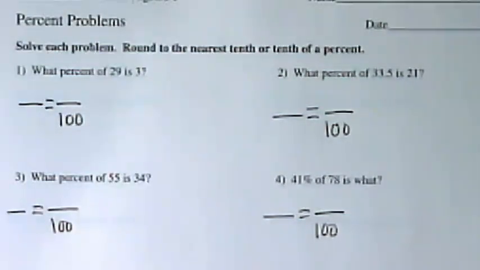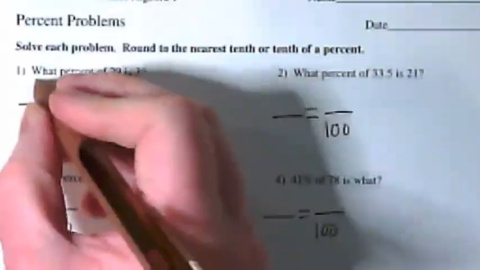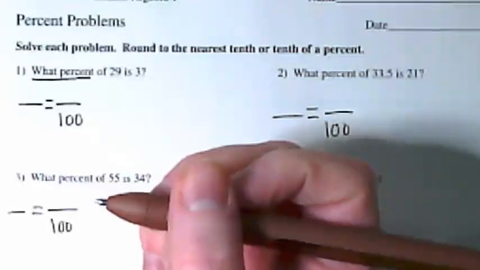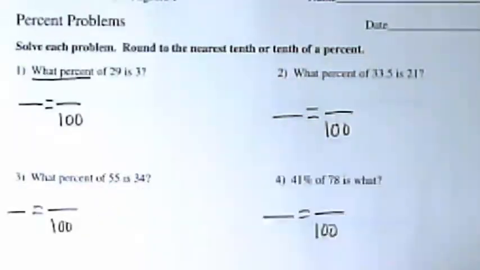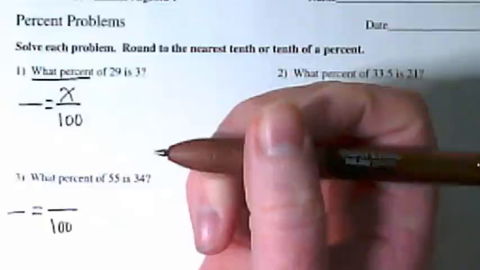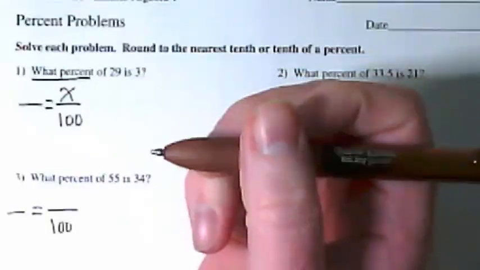So we're starting off with: what percent of 29 is 3? What's our actual question? What are we looking for here? What is the percent? So where is our variable going to go? Yeah, we don't know this piece of this. Can we fill in the rest of it?